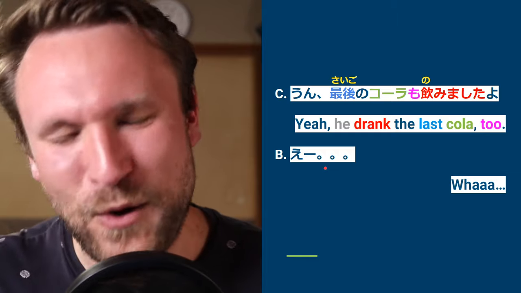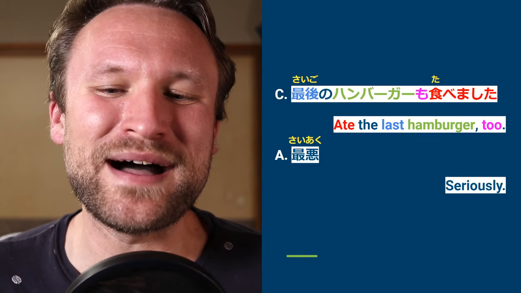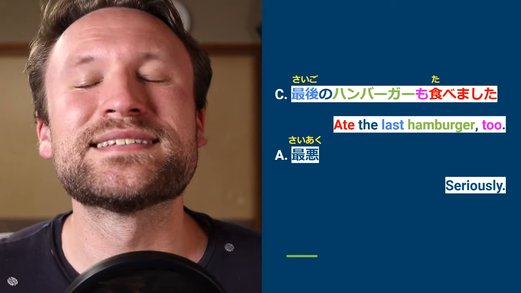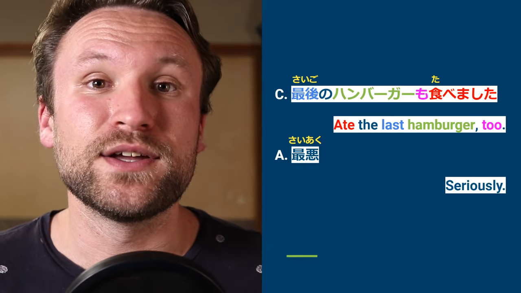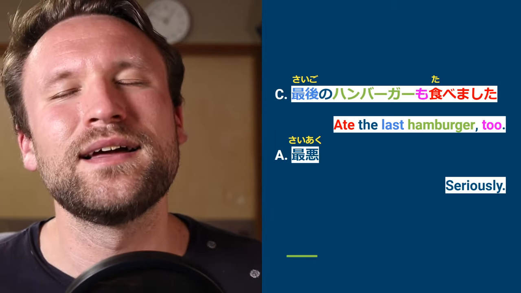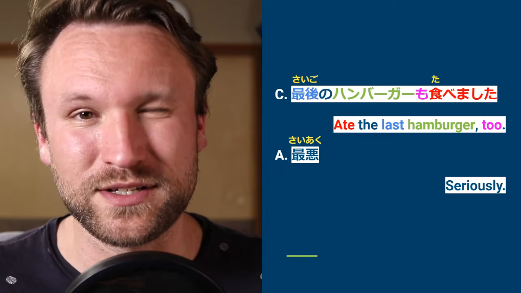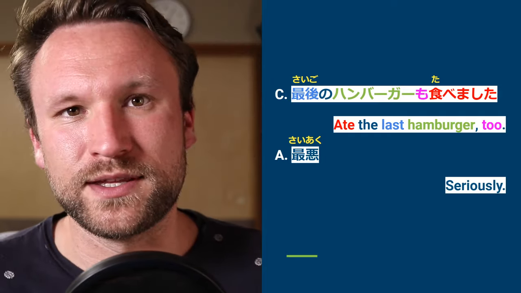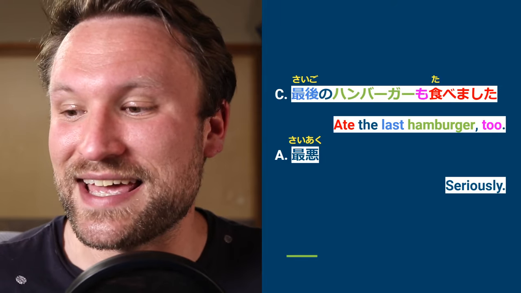This is a nice vocal expression in Japanese that means what the... You know what comes after that. 最後のハンバーガーも食べました。He ate the last hamburger too. 最悪。Seriously, I've translated that as. But what's important is you can't just read this as seriously. Because A is not saying, seriously, he did that. It's more like, damn it, something like that. Or it translates literally to, that's the worst. It doesn't sound very good in English to say, oh, that's the worst. You could say, he's the worst, would probably be a good way to put this too. But I like, seriously... as 最悪. So use that one with your friends. 最悪. I love that one.